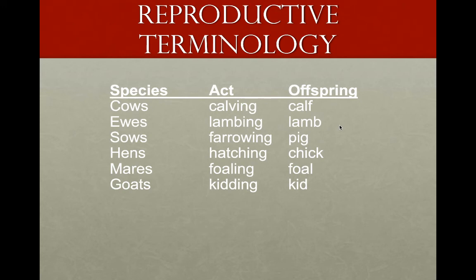Here's some reproductive terminology. As you probably have heard before, cows are going to be producing a calf by calving. Goats produce a kid by kidding. Sows are very interesting. They produce a pig, and we call the process of giving birth farrowing.